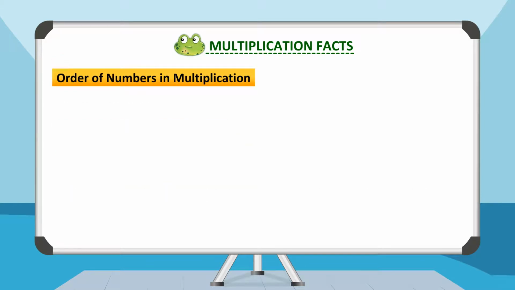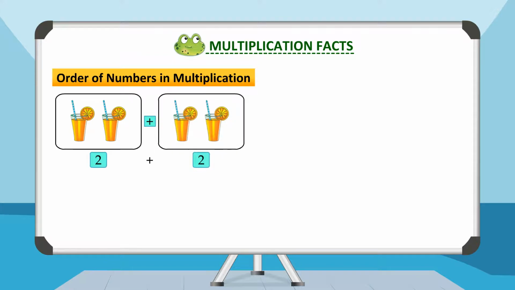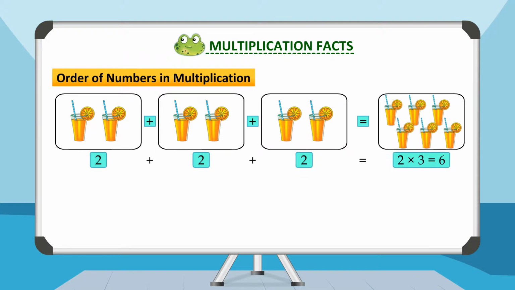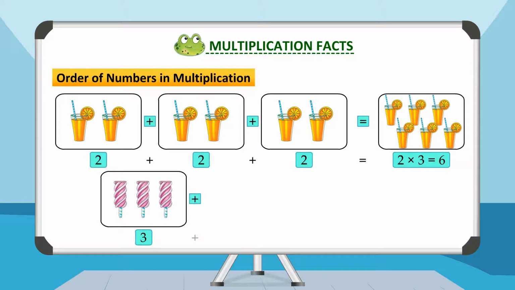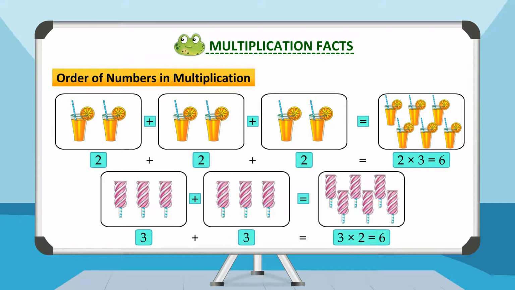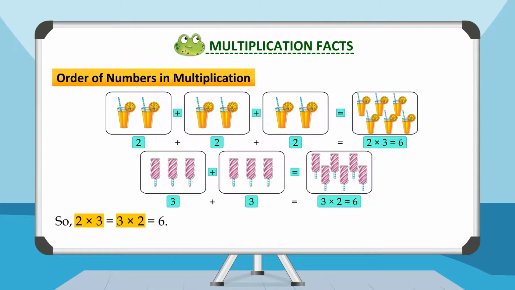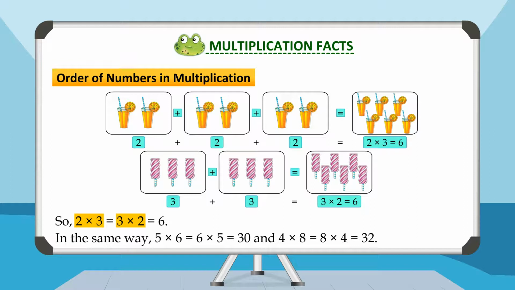Order of numbers in multiplication. 2 + 2 + 2 is equal to 3 × 2 is equal to 6. 3 + 3 is equal to 2 × 3 is equal to 6. So 2 × 3 is equal to 3 × 2 is equal to 6. In the same way, 5 × 6 is equal to 6 × 5, which is equal to 30. And 4 × 8 is equal to 8 × 4, which is equal to 32.